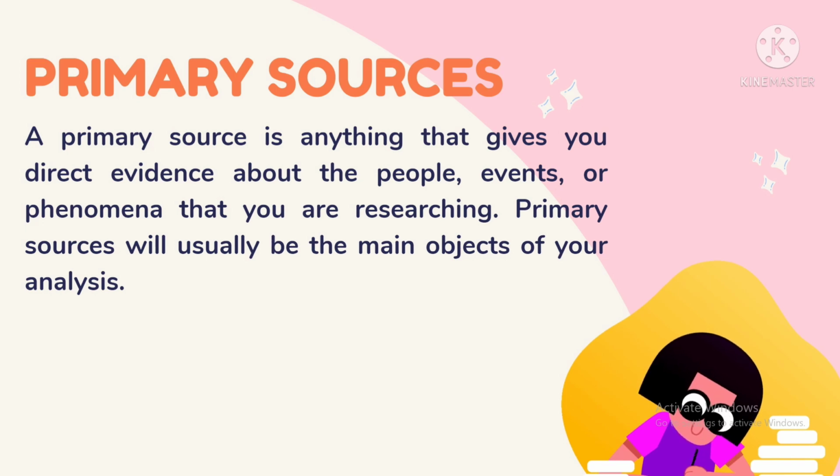A primary source is anything that gives you direct evidence about the people, event, or phenomena that you are researching. Primary sources will usually be the main objects of your analysis. If you are researching the past, you cannot directly access it yourself. So, you need primary sources that were produced at the time by the participants or witnesses. Examples of these are letters, photographs, or even newspapers.